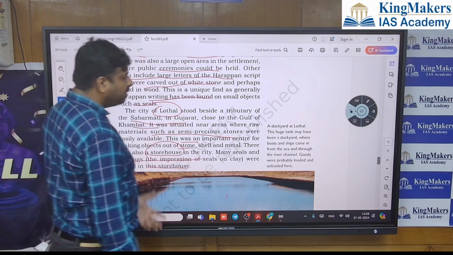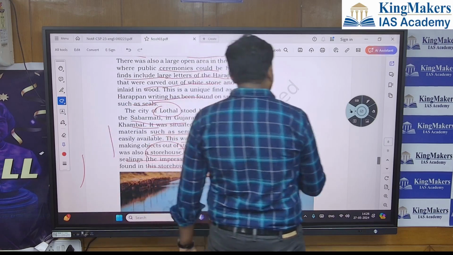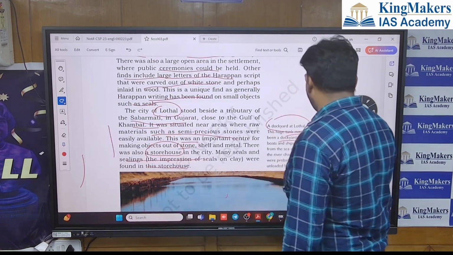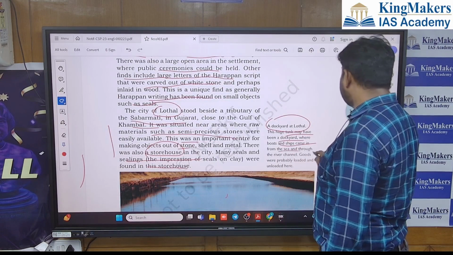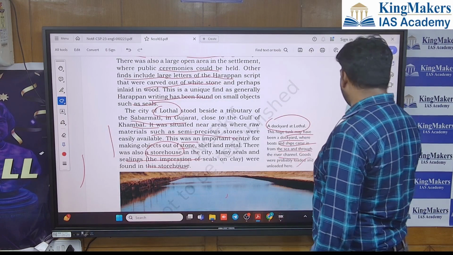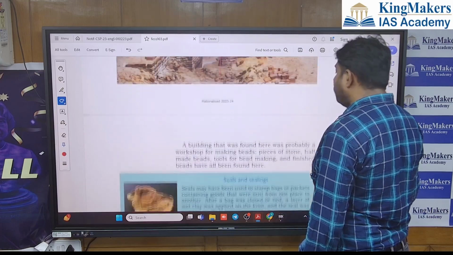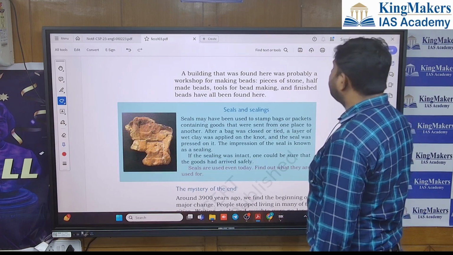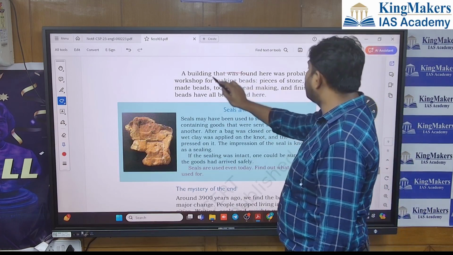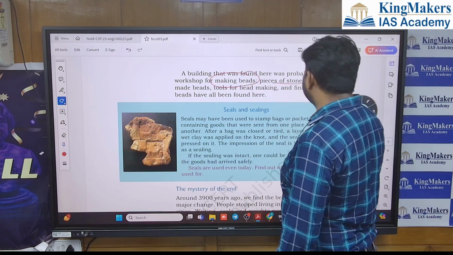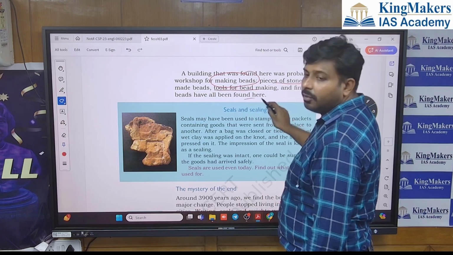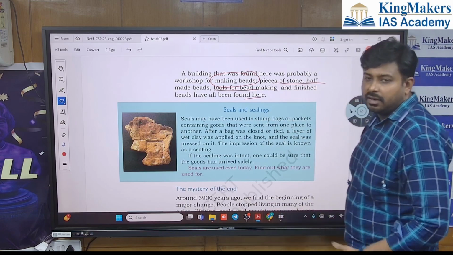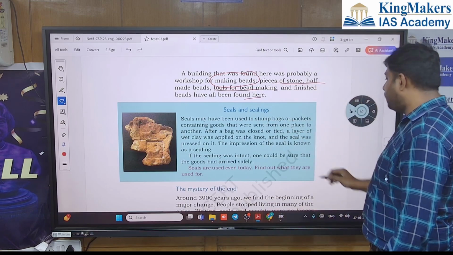So these are all about the dockyard at Lothal. The huge tank may have been a dockyard. Boats and ships came from the sea through a river channel, and were probably loaded and unloaded here. From there, goods would go to the city. They also found a building that was mainly a workshop for making beads from pieces of stone. A bead making industry is also found near Rotan. You can read about this.